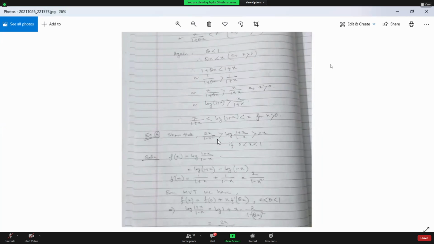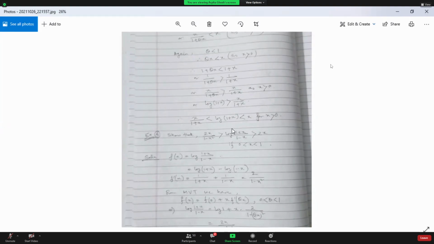Show that 2x by 1 minus x square greater than log of 1 plus x by 1 minus x greater than 2x, where 0 less than x less than 1. f x is log of 1 plus x by 1 minus x. That is your f x.